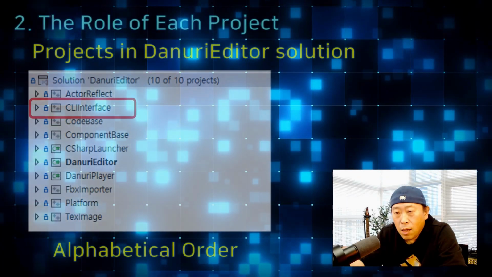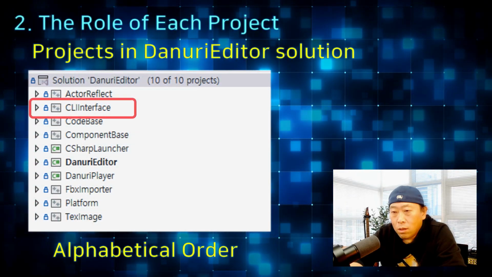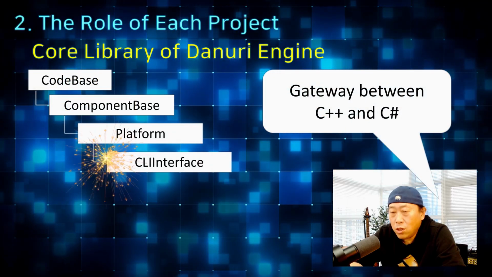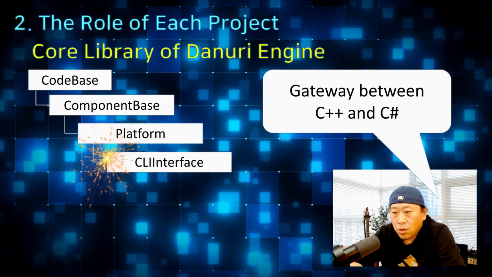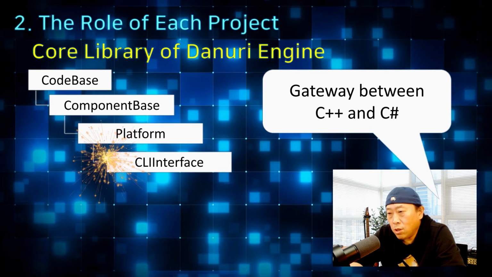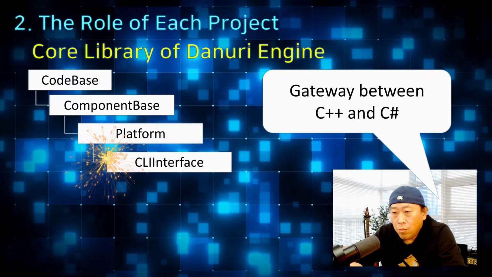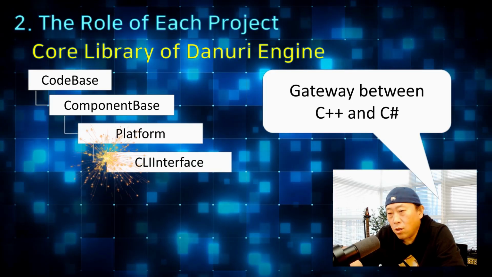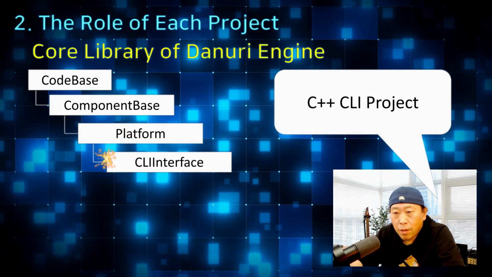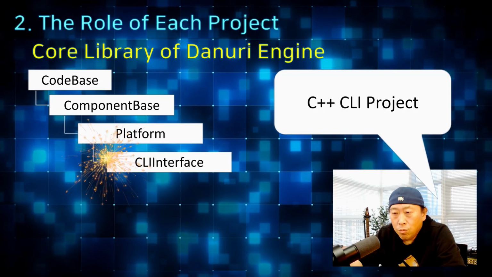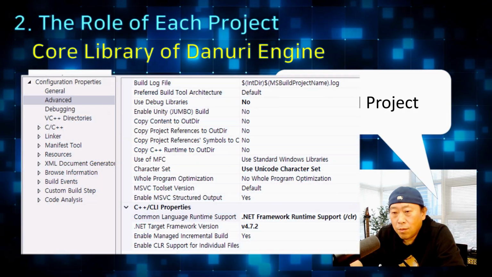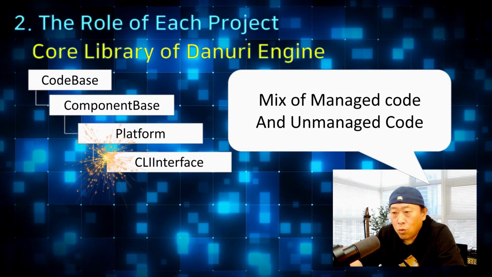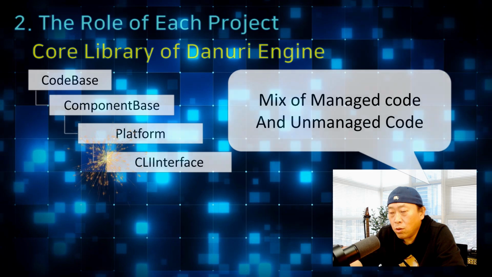Next is the CLI interface library. This library enables the C++ engine library to communicate with C# code. Danuri application and editor source code are written in C#. Users have to manipulate the engine by using the C# language. This library is the gateway to do that. We use C++ CLI to do that. By using it, the application's C# managed code can call the unmanaged C++ engine API.